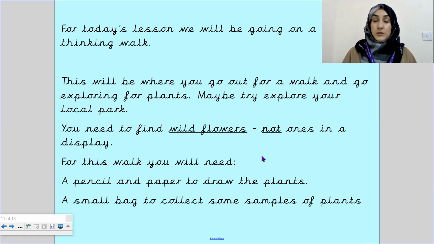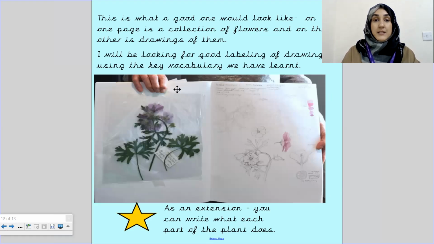For this walk, you will need a pencil, paper to draw the plants, a small bag to collect some samples of the plant. I'm going to show you on the next page what a good one looks like. Here is a lovely one. Someone went on a nature walk, a thinking walk. They collected a flower and some leaves, and then they drew what they collected and labeled it.